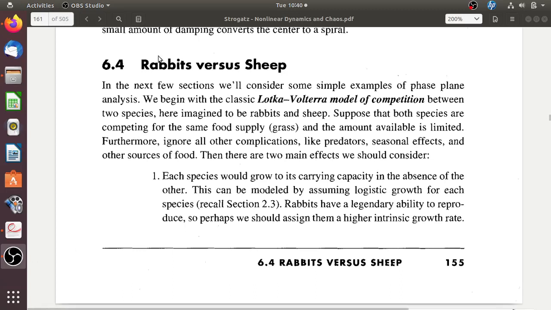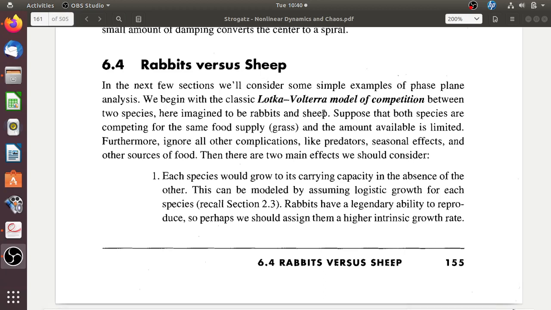In this video, we'll discuss topic 6.4, which is rabbits versus sheep. This is one population growth model, known as the Lotka-Volterra model of competition. It's not a predator-prey model. Here the species taken are rabbit and sheep.